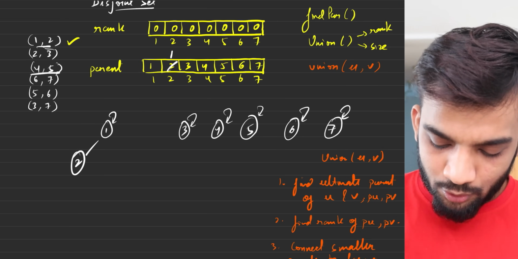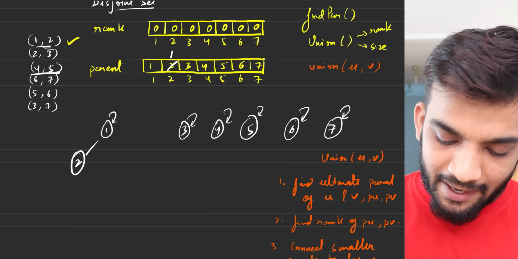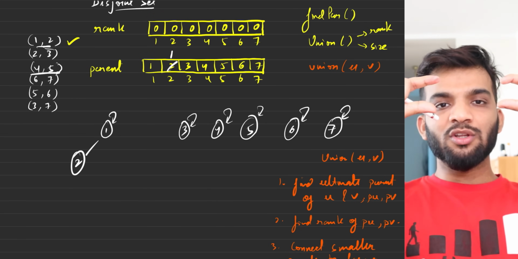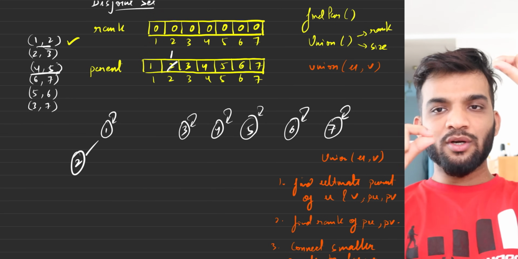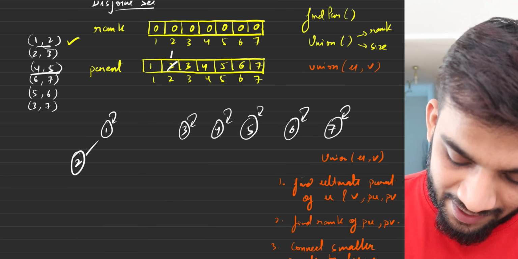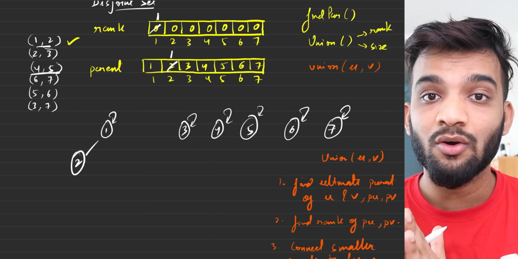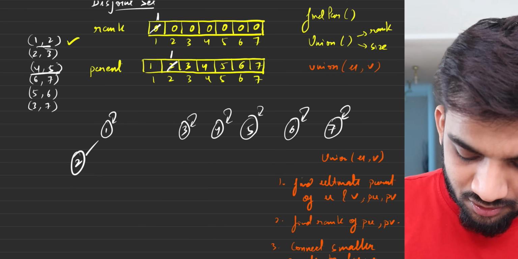Now remember, you connected 2 to 1, right? Both of them had the same level, both were equal height. So you took it and connected, so the height increased. And if the height increased, the rank will also increase by 1. Done? Perfect. Next, 2, 3.